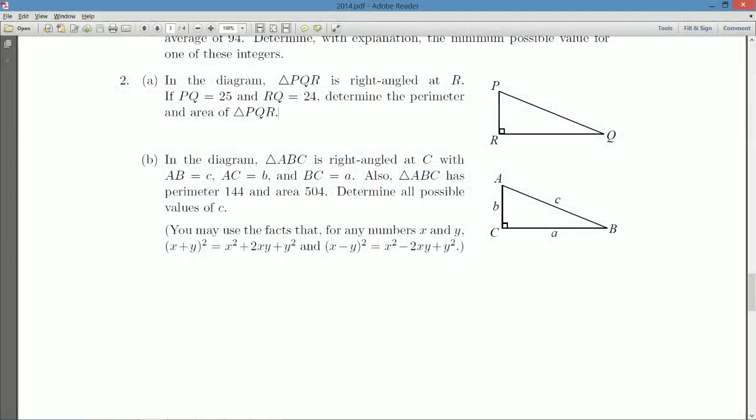B part. In the diagram, triangle ABC is right-angled at C, with AB equals c, AC equals little b, and BC equals little a. Also, triangle ABC has perimeter 144 and area 504. Determine all possible values of c. So we might be getting one or two different values of c. Thinking ahead, with Pythagoras' theorem, we're squaring a lot of things, so I'm guessing it might come down to solving a quadratic. So there might be two different values of c. But let's take a closer look at the question.